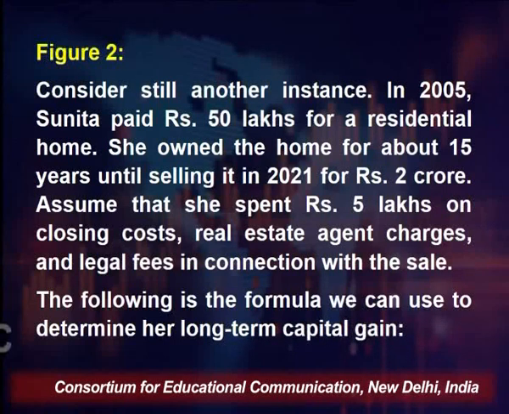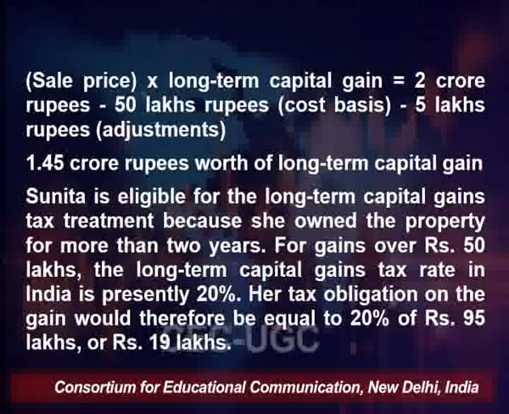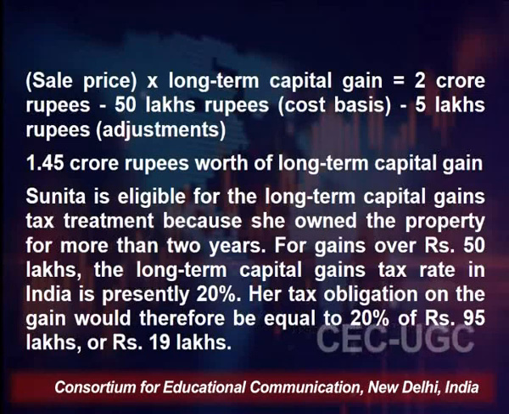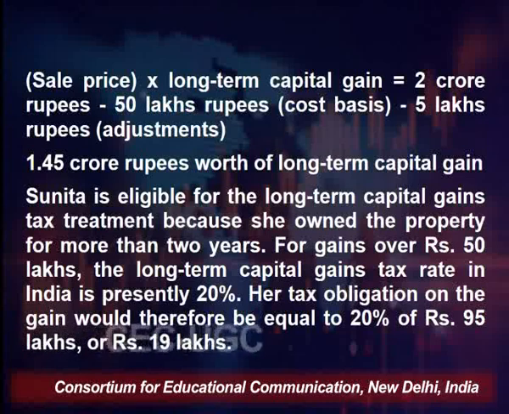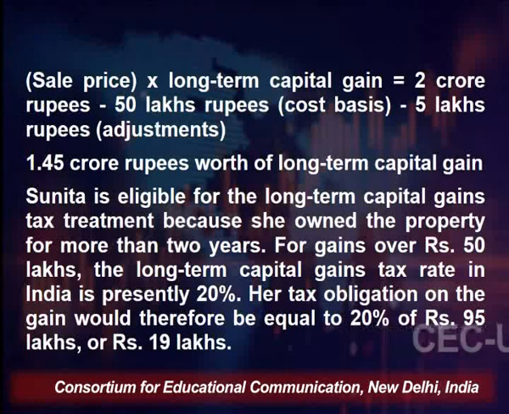So, following is the formula that can be used to determine her long-term capital gain. The long-term capital gain is the sale price, 2 crore rupees, minus 50 lakh rupees, that is the cost basis, minus 5 lakh rupees, that is the adjustments. So, 1.45 crore rupees worth of long-term capital gain.